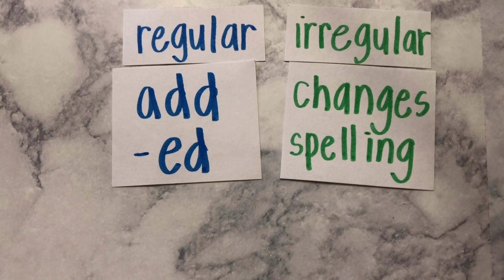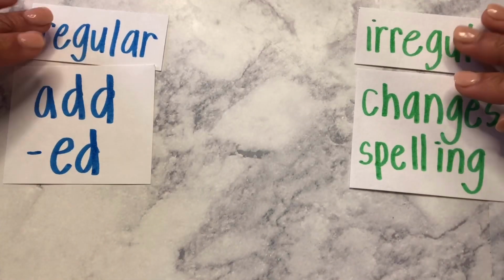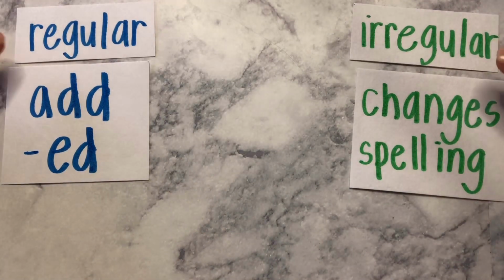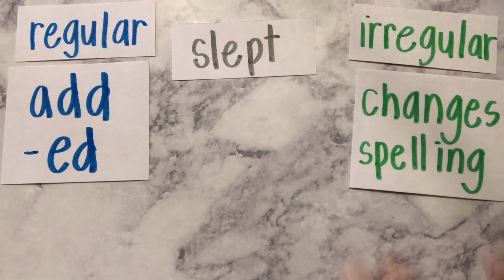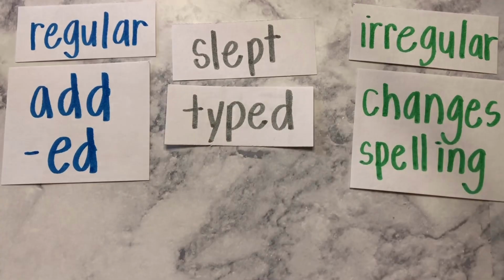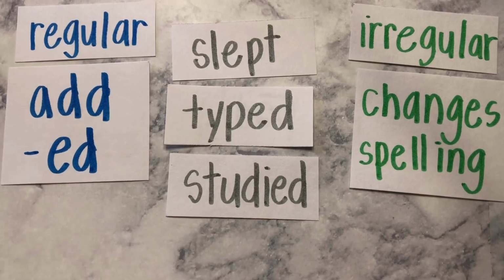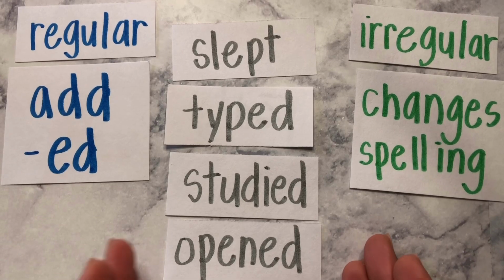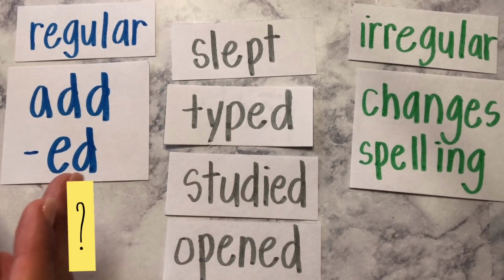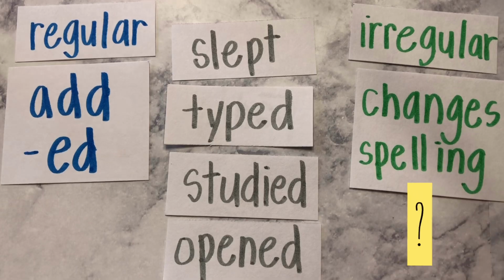Now I'm going to leave you with some past tense verbs. What I'd like you to do is think about whether they are a regular or an irregular past tense verb. Slept, typed, studied, opened. Look at them closely based on what we learned: which are the regular past tense verbs and which are the irregular past tense verbs? Okay, great.